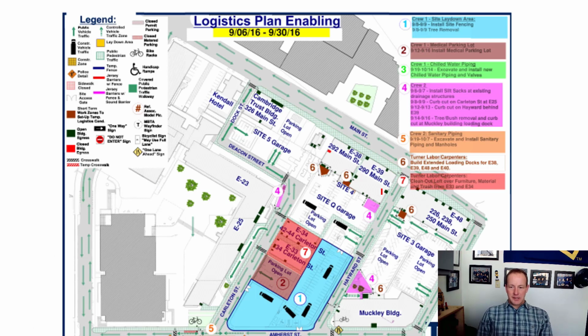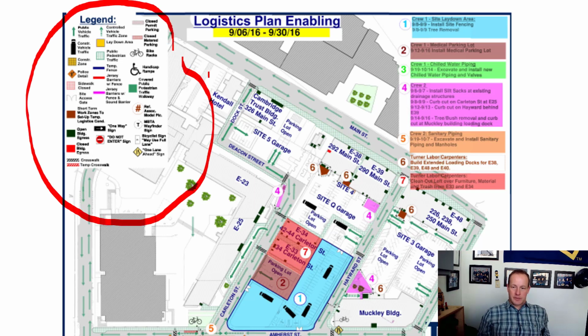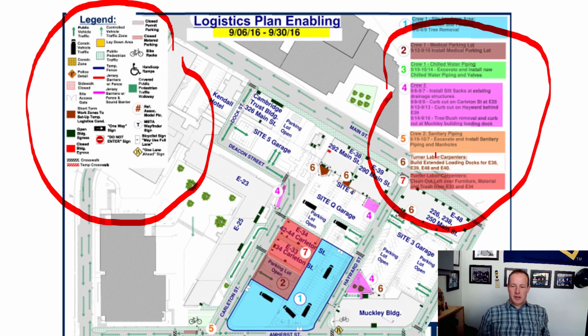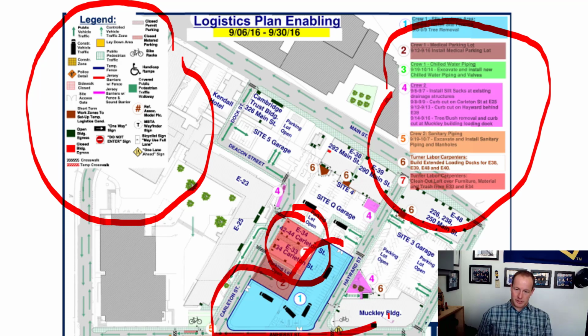Now this one here, it's getting a little better. Instead of colors and letters, they started to use symbols. And they started to use highlights for different areas and for different crews. So I go down here and I look for this color, and I look up here and it says Turner Labor Carpenters. Okay, that's great. And then we know that this blue color right here, this is going to be Crew 1 up here in the blue.